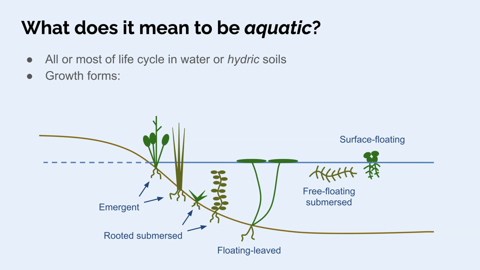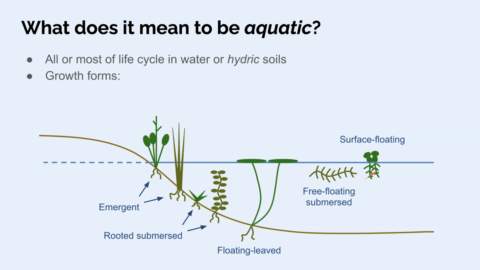It's a tiny detail. So you can have these plants that are entirely underwater and rooted to the substrate. Sometimes they're not rooted and simply free floating underwater. And then there's a special category of floating leaf, where the plants are rooted in the substrate and the leaves are floating on the water surface.